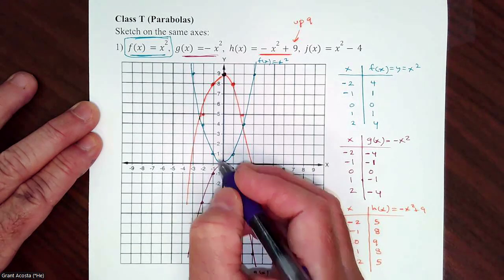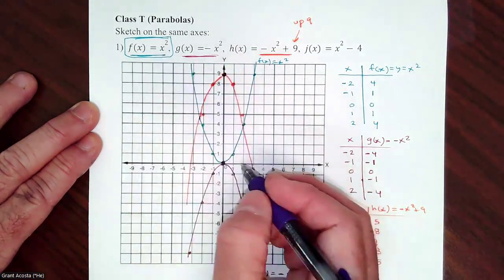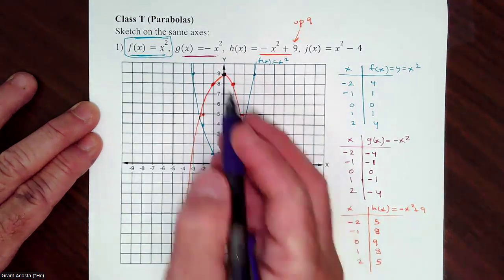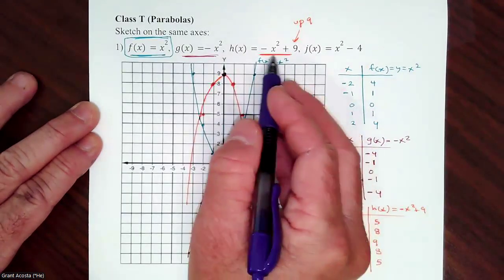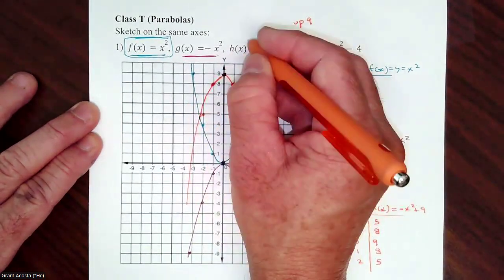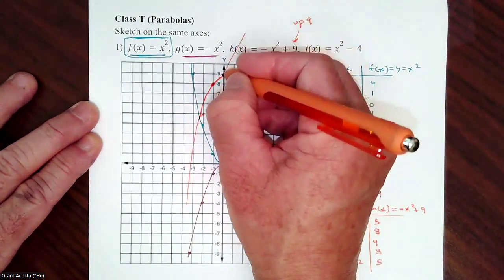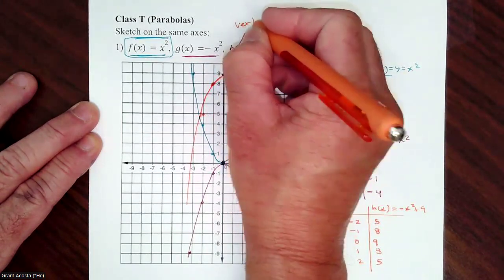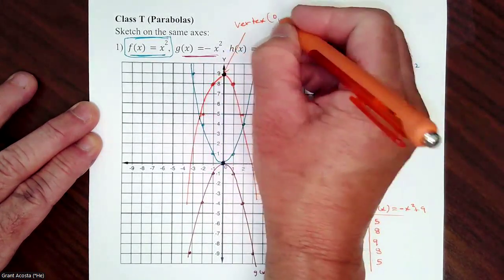So the vertex of our regular base parabola, x squared, would be 0, 0. Same thing for this one. The vertex of this one would be 0, 9. So how about I just draw right here? This would be the vertex, is 0, 9.